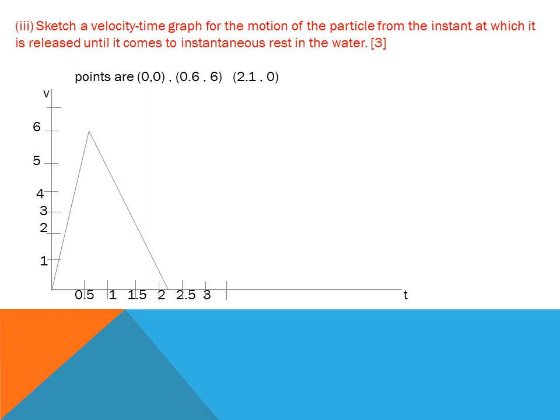And then the object is slowing down due to the resisting force of the water, which is a thrust force, and finally it will stop after 2.1 seconds. The time before entering the tank is 0.6 and after entering the water the time taken by the object is 1.5, so the total time is 2.1. So the graph shows three coordinates: 0, 0; 0.6, 6; and finally 2.1, 0.